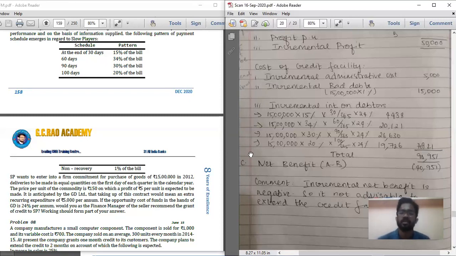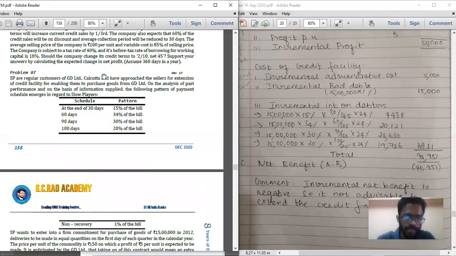Now total the inner amount column and record in the outer amount column, that is 70,921. See, you have calculated incremental interest on debtors based on the incremental data. This particular data is given only for SP Limited. This is not the credit policy of the company for all the customers. Only for SP they are framing this credit period. So this is the incremental interest on debtors.